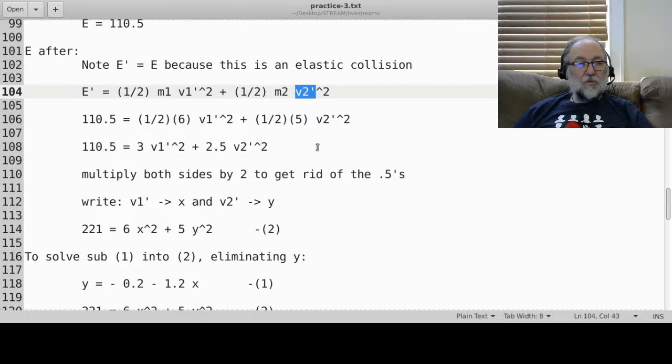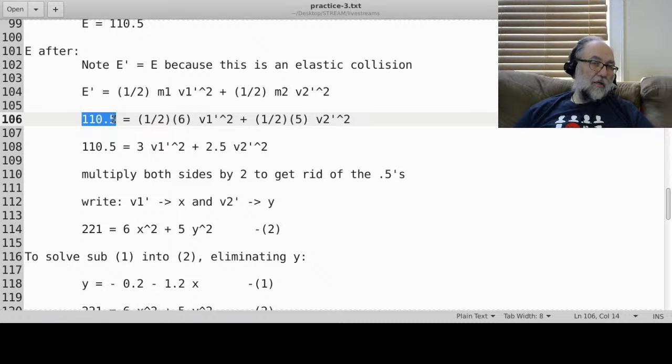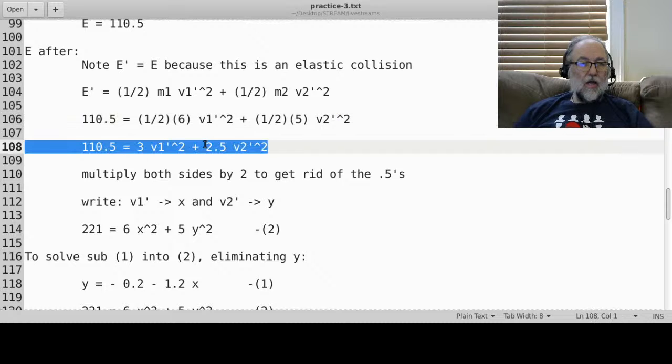Now substituting in the numbers, we know the masses and we know the energy, 110.5. What we don't know are the velocities there and there. So we don't know those velocities, and this equation reduces down to that.